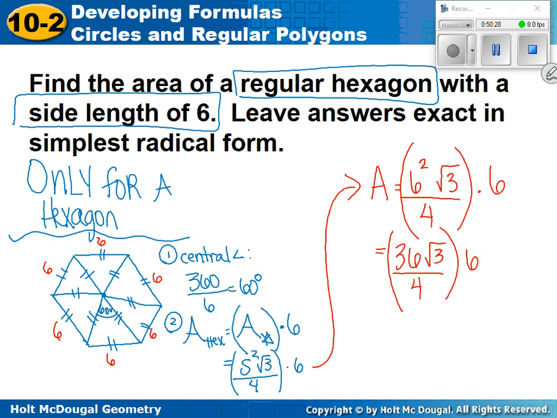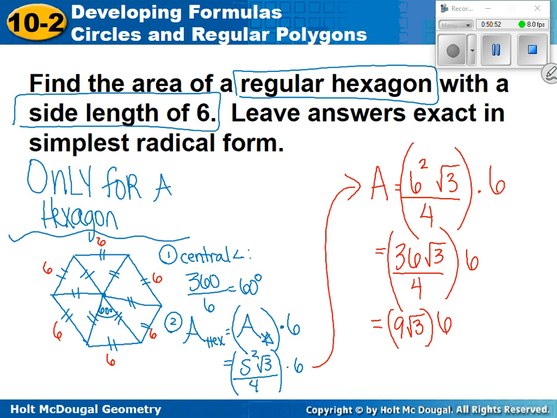Simplify. What is 36 divided by 4? 9. So this becomes 9 square roots of 3 times 6. Treat your square roots just like an x. Pi and square root, treat them like an x until you're ready to type them in on your calculator. So if this were 9x times 6, what would you multiply?